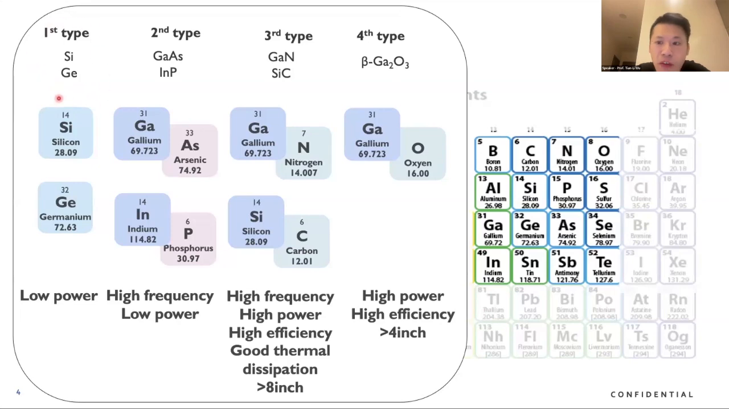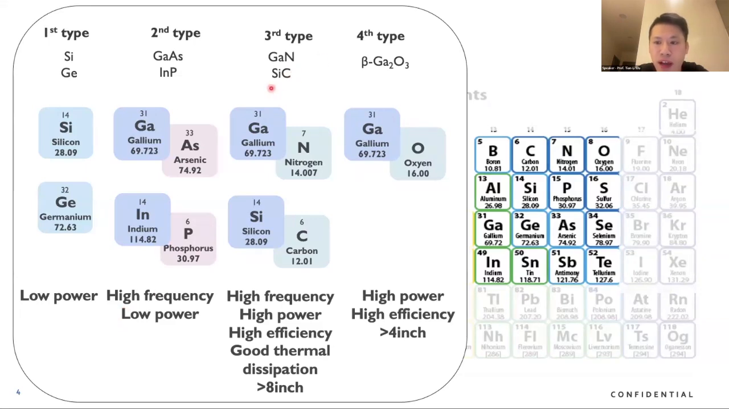The first type is the conventional one, which is silicon and germanium. These are still the main dominating semiconductor materials for low power technology, especially for cell phones or even for logic applications. We still mainly use silicon-based semiconductor devices and electronics. The second type is the compound semiconductor, where we combine, for example, gallium arsenide or indium phosphide. These two materials have been widely used for high frequency. However, these materials have a very small bandgap, so that's why we can only use them for low power applications.